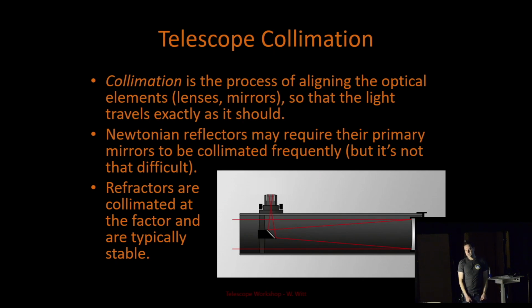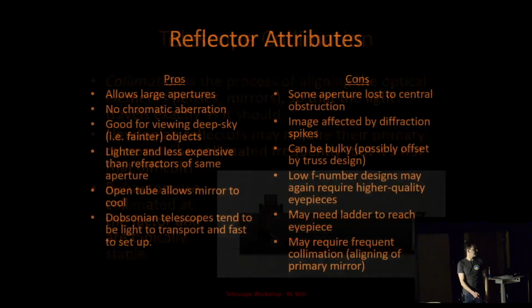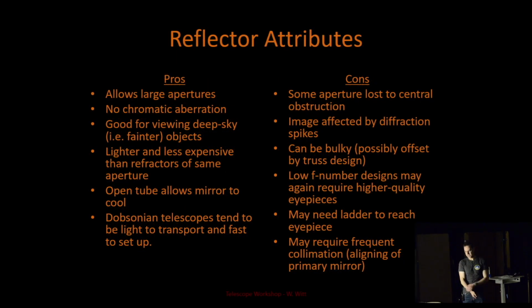So Newtonians, for example, may require the mirrors to be collimated more frequently, but it's not necessarily that difficult once you're used to it. And like I said, refractors are collimated at the factory, you typically would never collimate a refractor unless you're Larry and you get a broken one from someone during Fix-It. I do a lot of them. He does a lot of them, yeah.